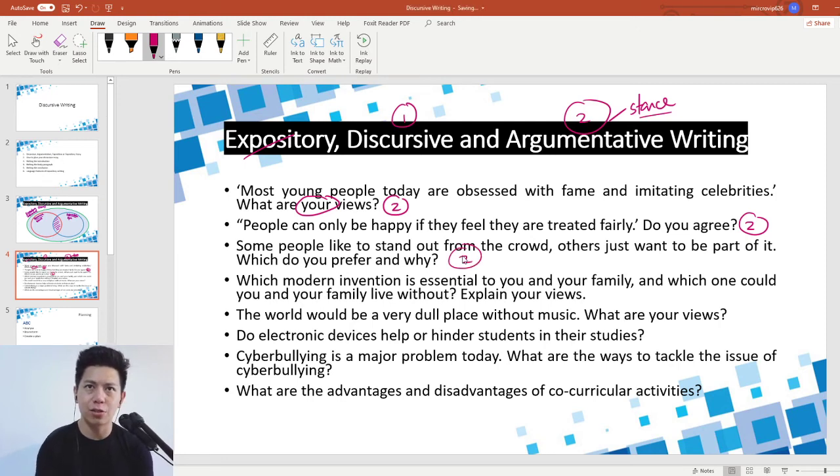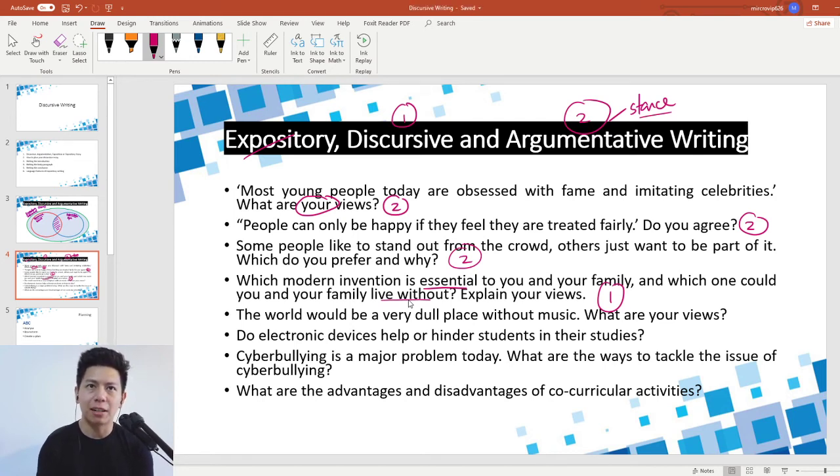Which modern invention is essential to you and your family, and which one would you and your family live without? Explain your views. Now, in this case, they ask you to list down one modern invention that's important, one modern invention that is not important. Are you supposed to take a stand on this? You can't really take a stand, right? Therefore, this is discursive writing. But it has two parts, the essential part and the live without part. So it's a combination of two discursive essays.